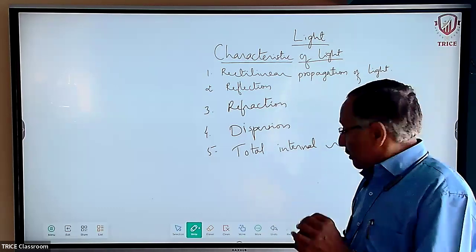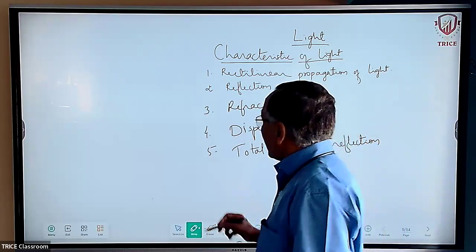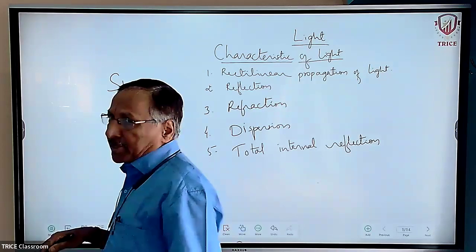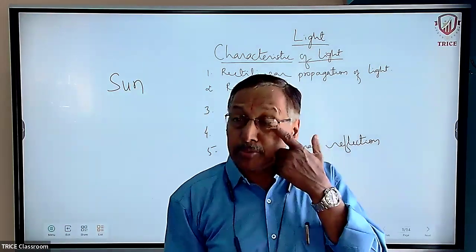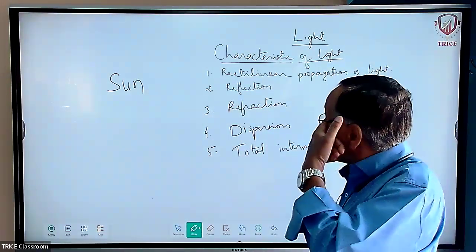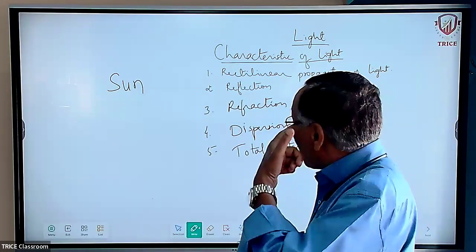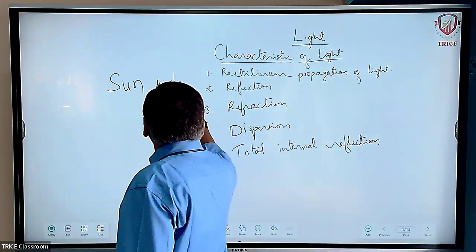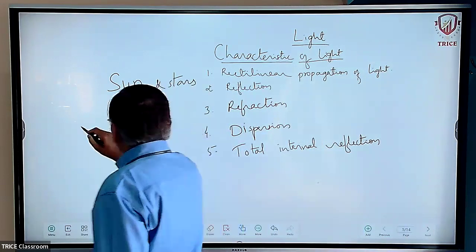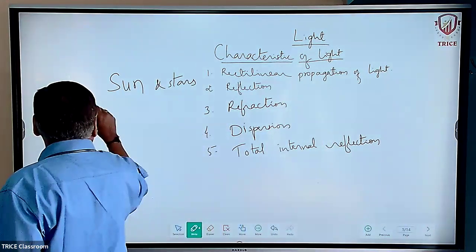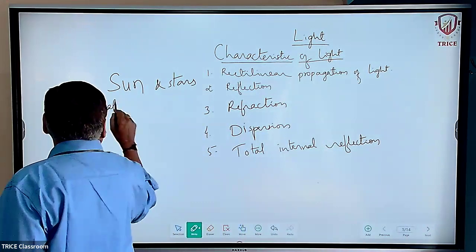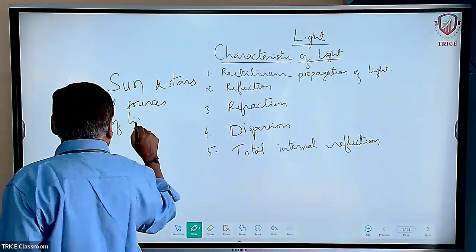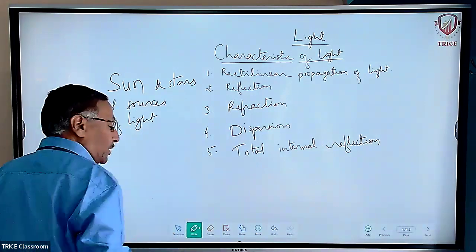Light is coming to us from the sun. Whatever light we get during the daytime, we are getting from the sun. So the sun is the natural source of light. Sun and the other stars, only these are natural sources of light. Others all are man-made, or what we can say artificial sources of light.